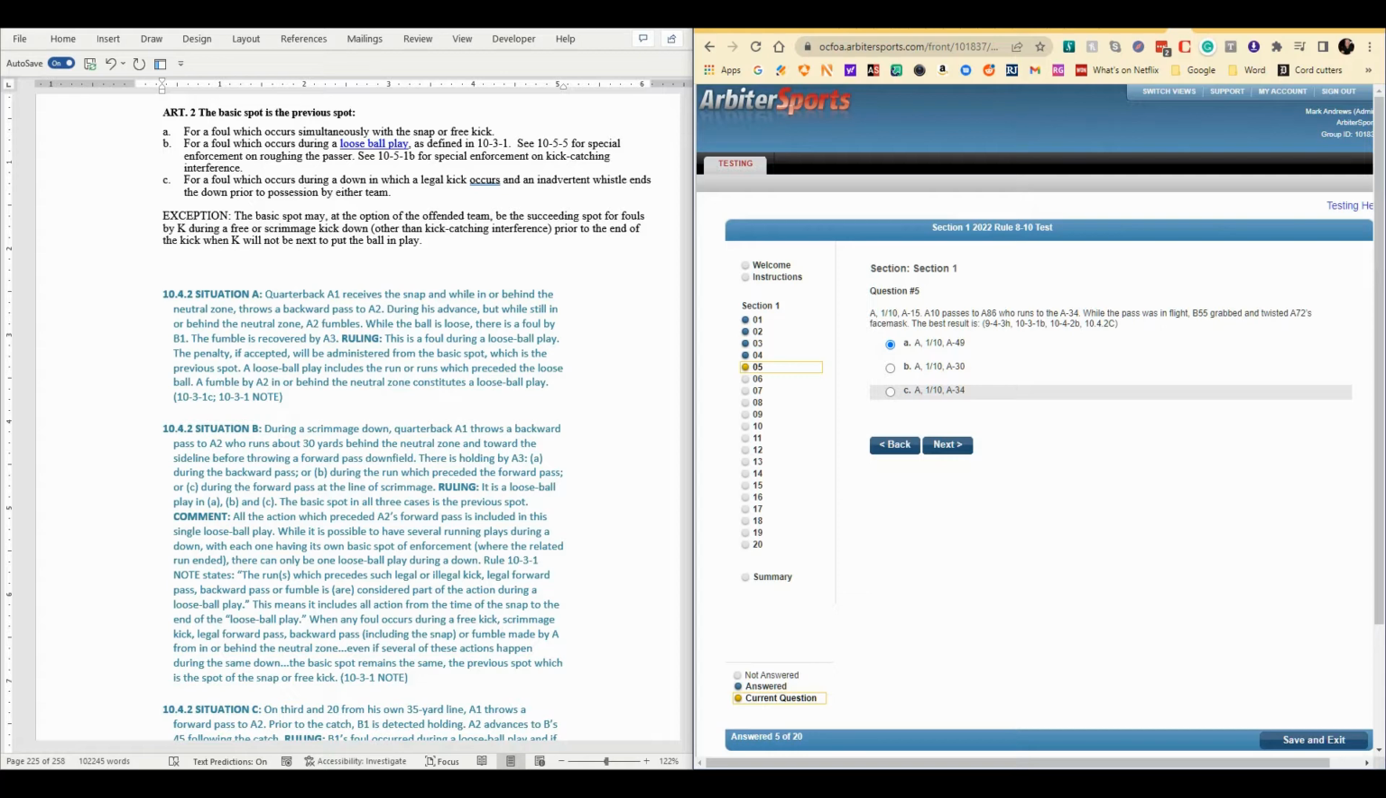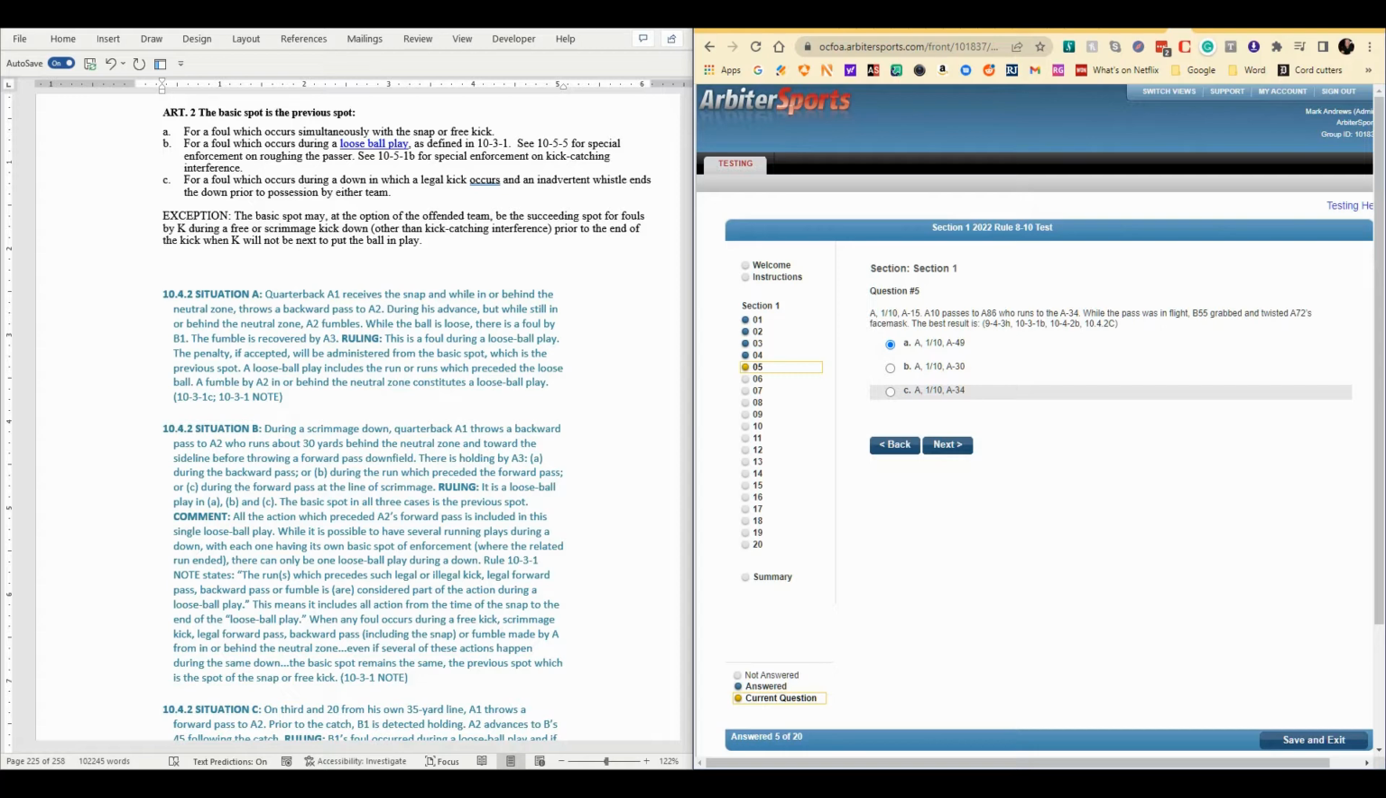The first thing we've got to ask ourselves is, what kind of play is this? This is a loose ball play. The enforcement spot on a loose ball play is, say it with me, previous spot. So this foul occurred during the loose ball part of this play, while the pass was in flight. We would have to enforce the 15-yard foul from the 15, put it on the 30. The ball ends up on the 34, so we're going to decline the penalty and take it on the 34.